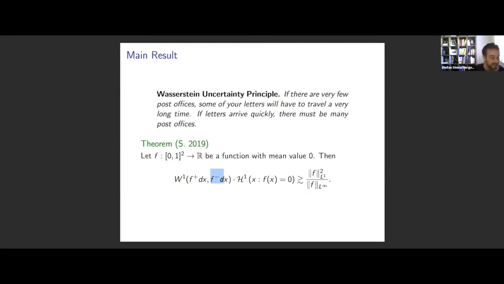And the idea is quite simple. If this is a very small quantity, if it's very cheap to take the mass from the post office to where it's needed, then there have to be many post offices. And if there are many post offices, then there has to be a large zero set, because a zero set is the transition from a post office to a non-post office, if you want. It has to be a zero set. And conversely, if the zero set is very, very tiny, then there can only be very few post offices because they eat up all the zero set, and it's going to be quite expensive to transport the mail. Okay, so this is the statement.